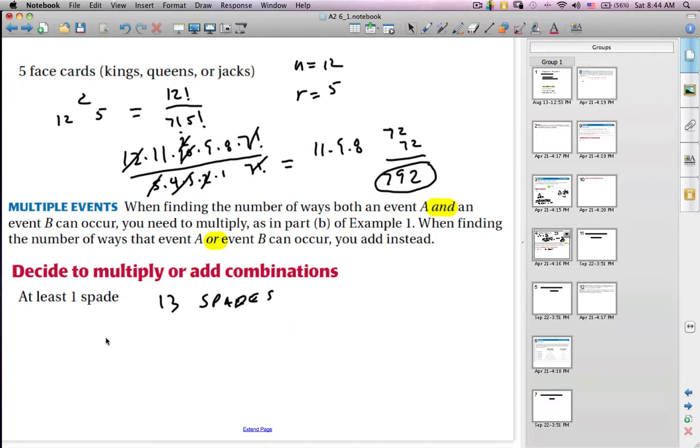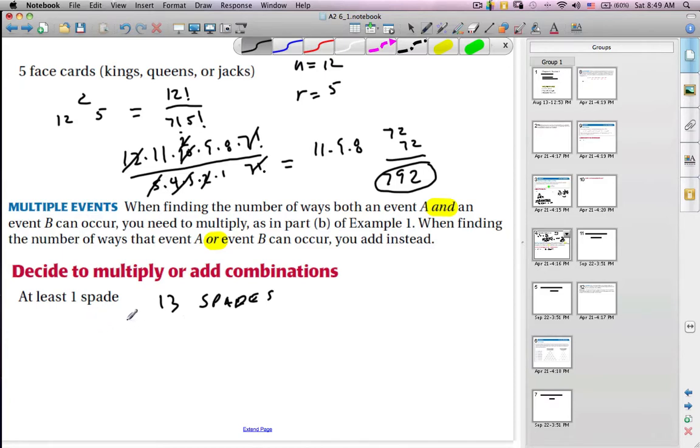Or I could find the probability of having none and then subtract that from all possibilities. So those are sort of the different choices that I have. One of the things you want to take a look at is: is it easier to directly calculate the thing happening, or is it easier to calculate the thing not happening and take it out of the total amount of possibilities?